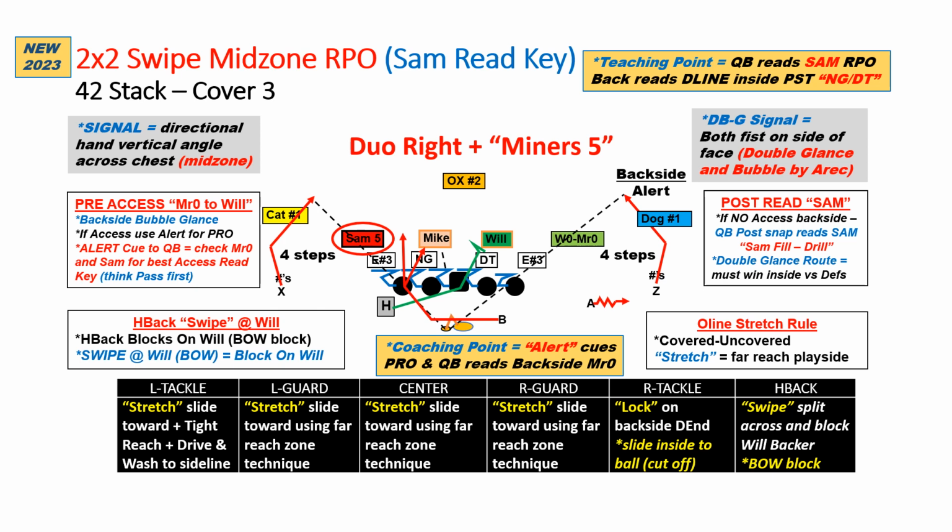Third then is a swipe mid zone. Complement to both. You can see we're going to get a look with the action of the back like stretch, but the H-back starting to split across like split zone. Now we're going to read the front side or the Sam backer and do a double glance with a bubble by the A.